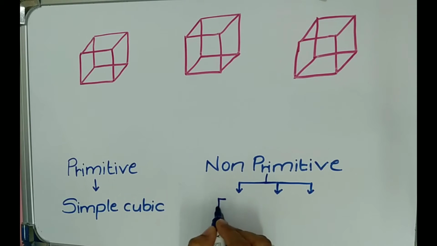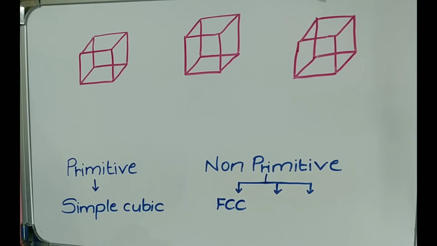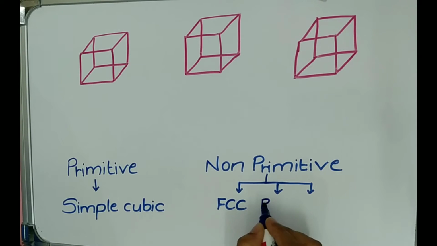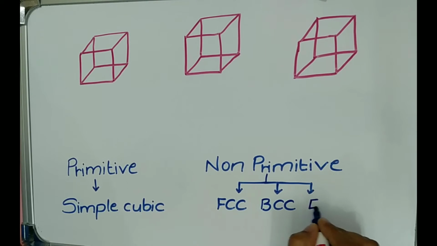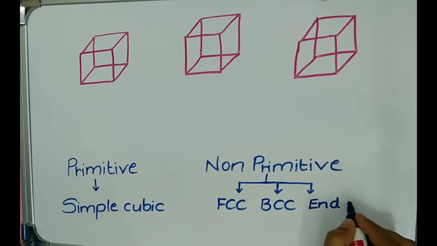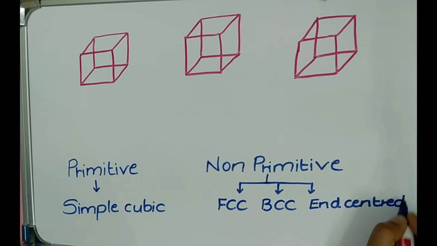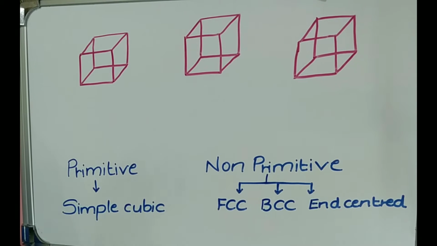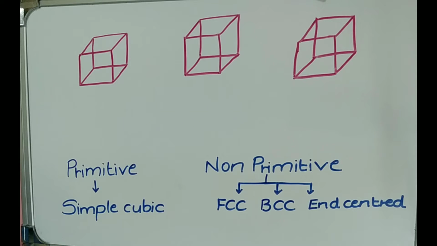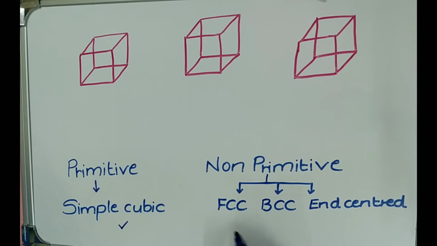And for non-primitive, we have 3 types. One is FCC, face centered cubic unit cell. One is BCC, body centered cubic unit cell. And the third one, end centered cubic unit cell. So unit cells, they are of 2 types, primitive and non-primitive. So let's check for simple cube, FCC and BCC.